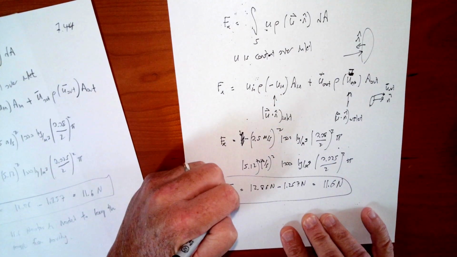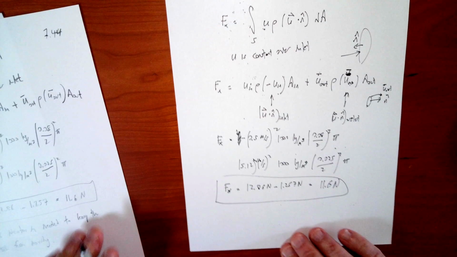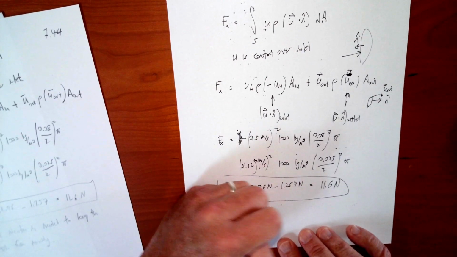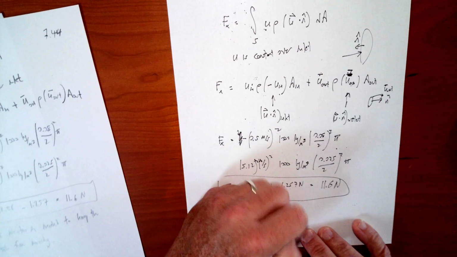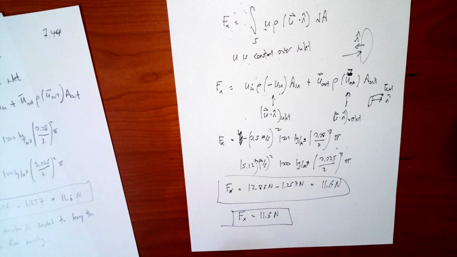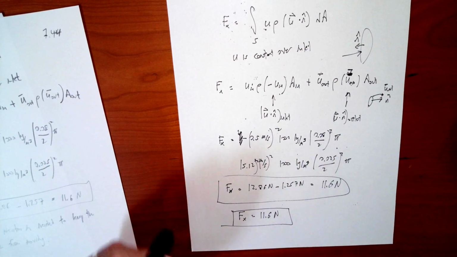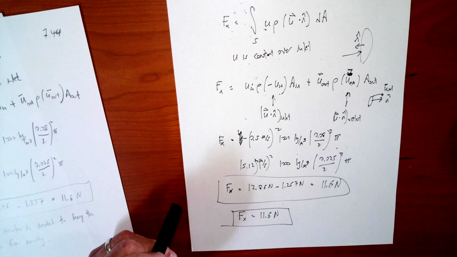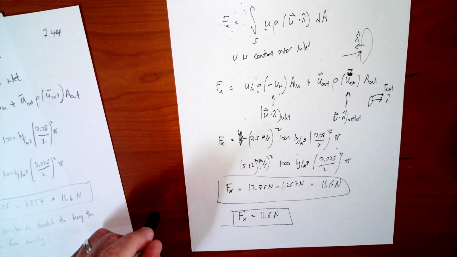So we learn from this very simple algebraic analysis that in order to hold that nozzle steady, we need to provide 11.6 newtons of force. So it's a good result from a simple algebraic analysis. Still, we don't know the details of the flow in terms of what the actual outlet velocity profile is, but we do know that if we were designing this nozzle, we would need to provide 11.6 newtons of force to keep it from moving.